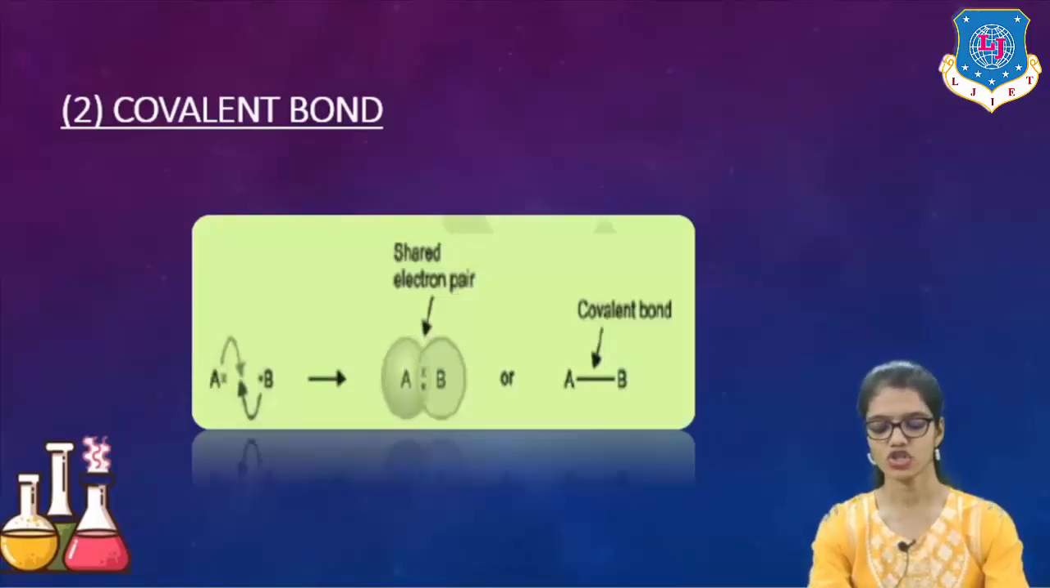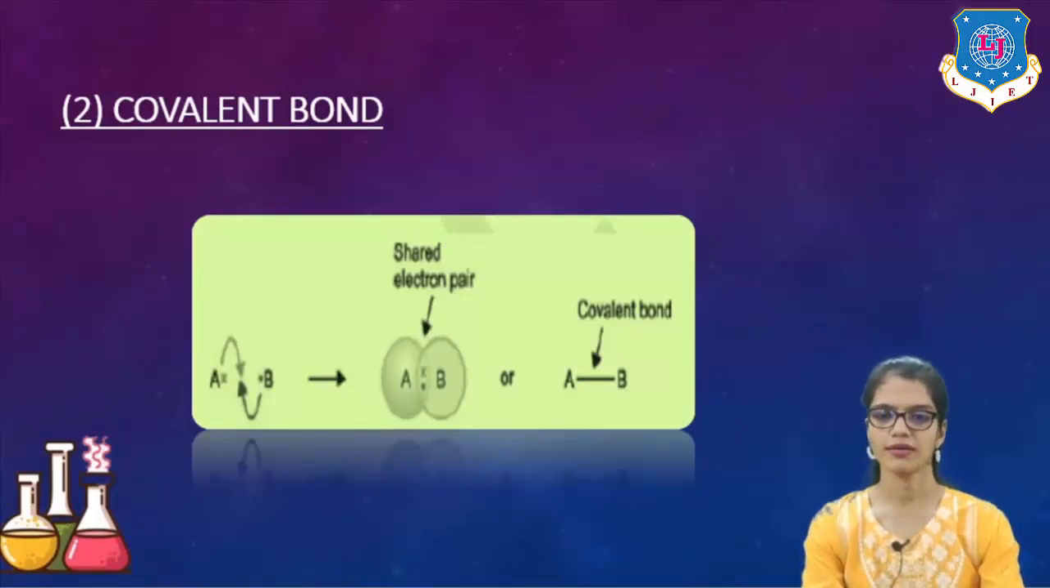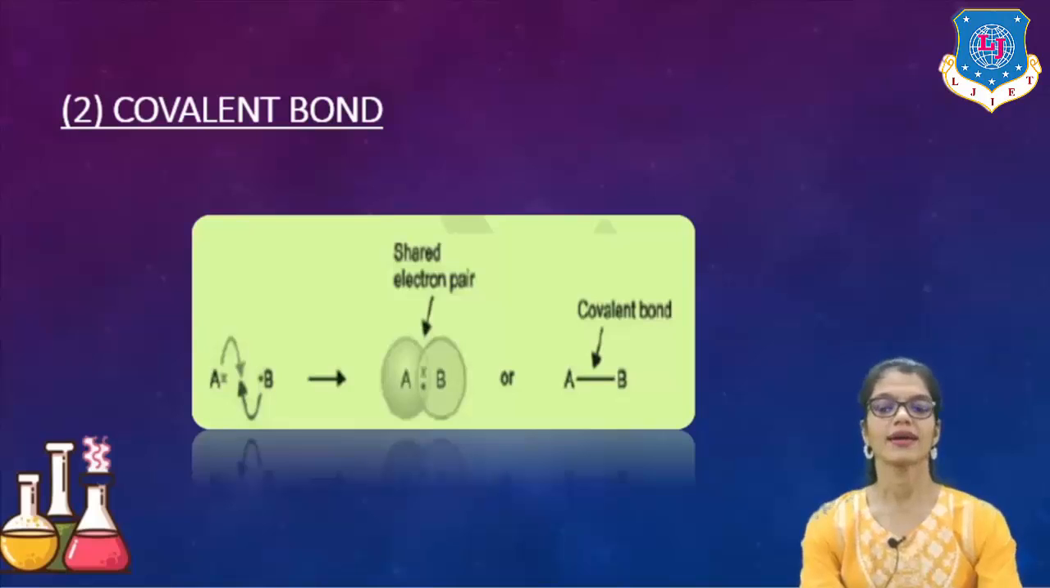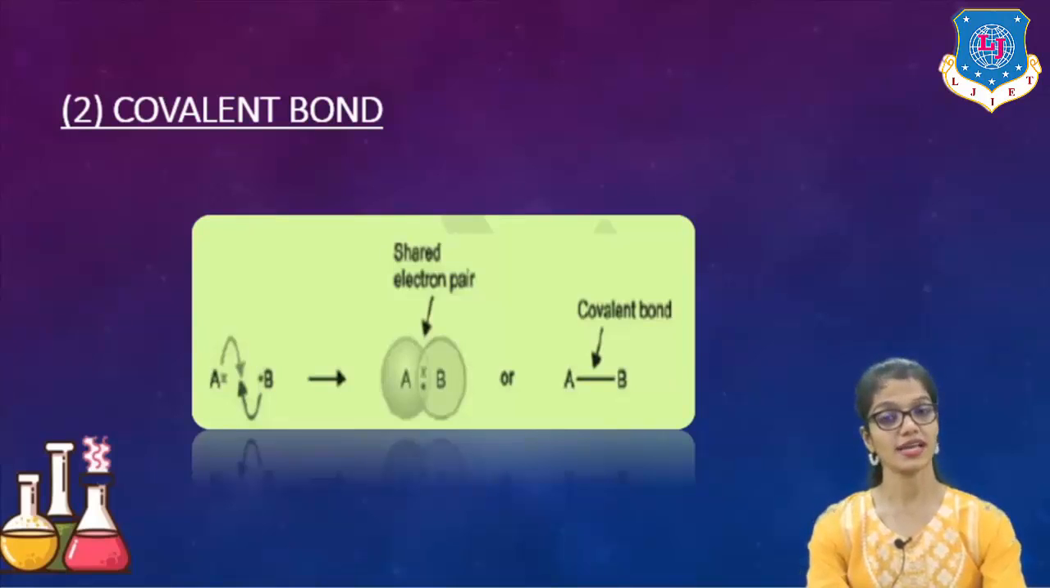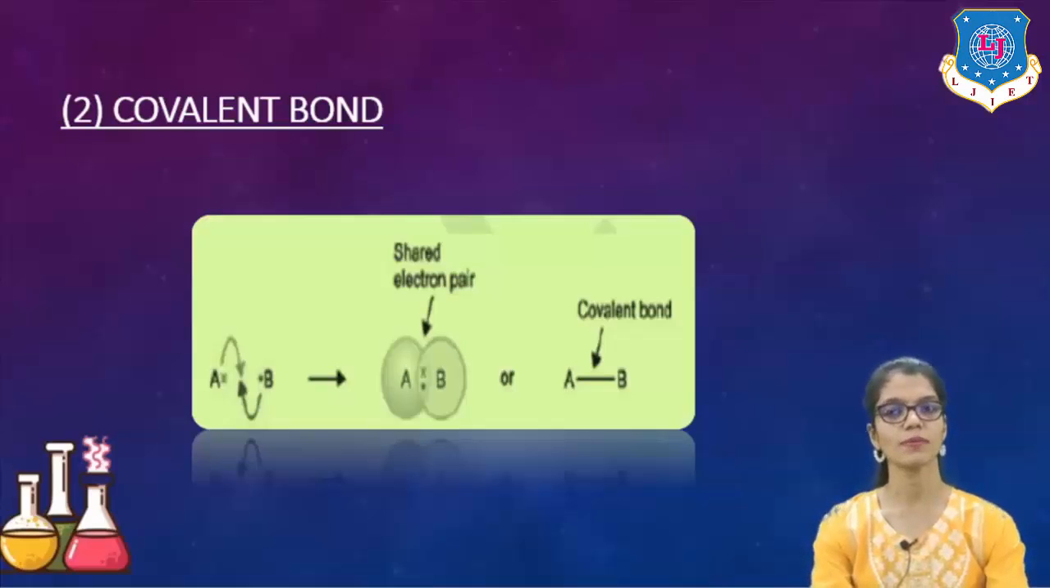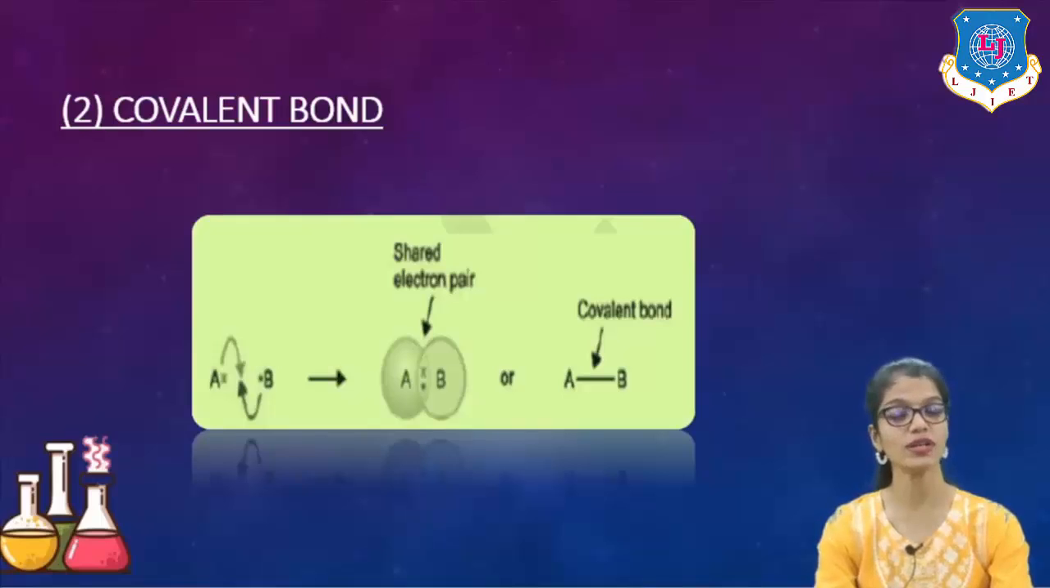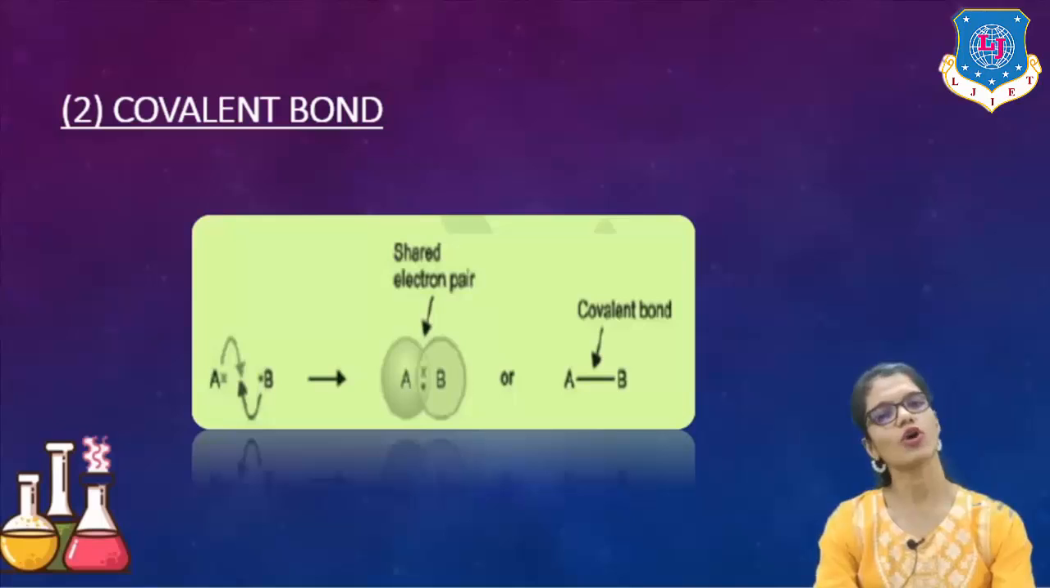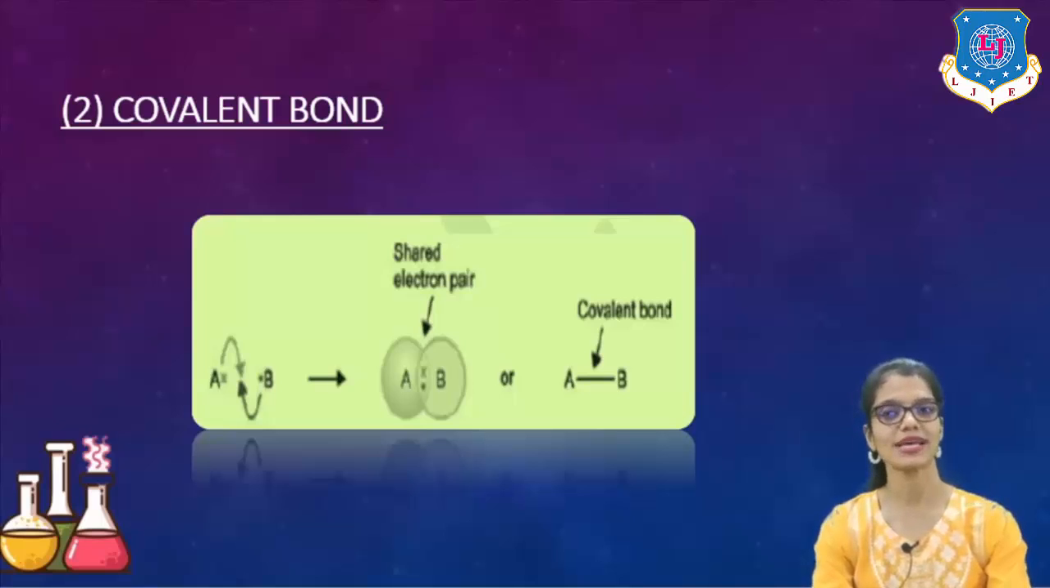In the image, as you can see, here A and B are there. A has one extra electron, B also has one extra electron. Both of them combine with each other by mutual, equal sharing of an electron, and the bond formation occurs, which is known as covalent bond.